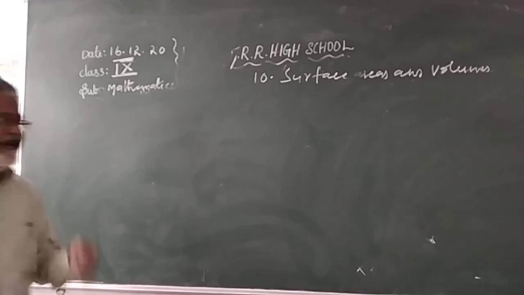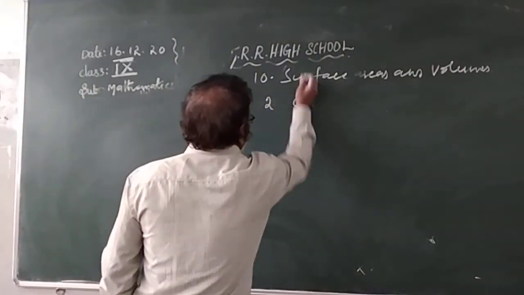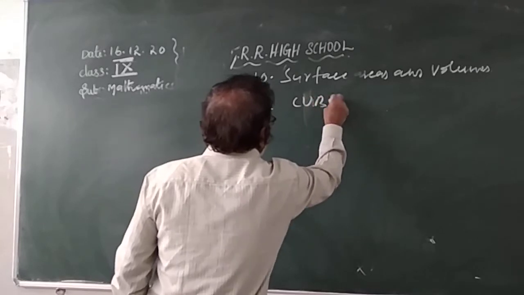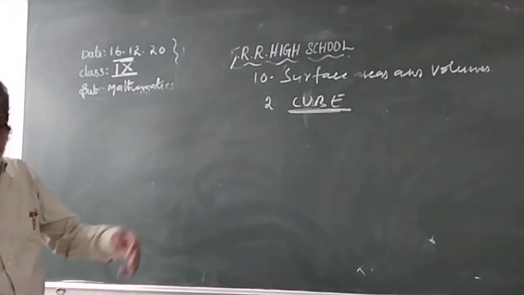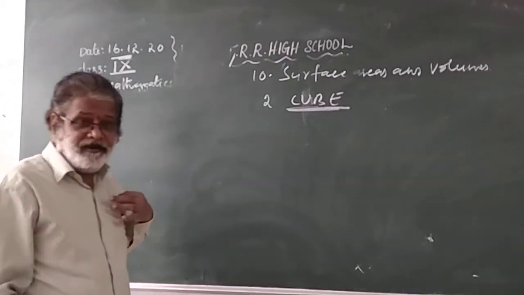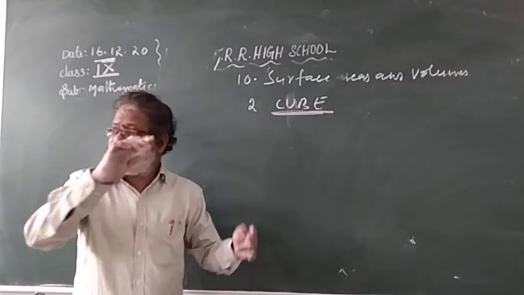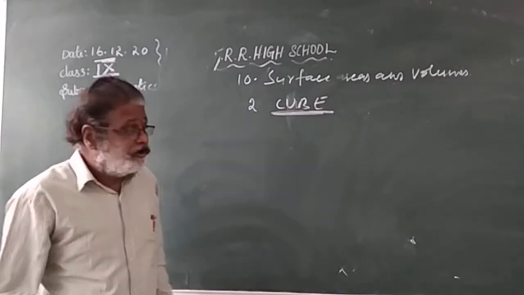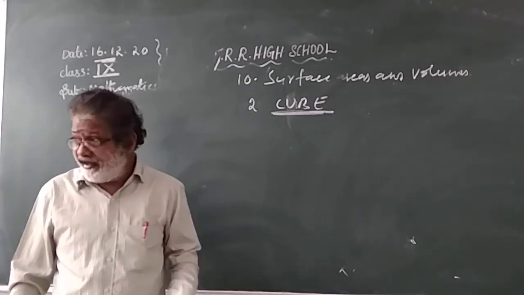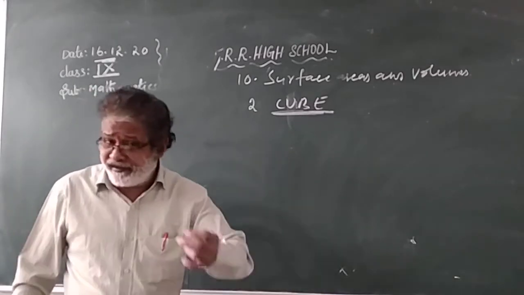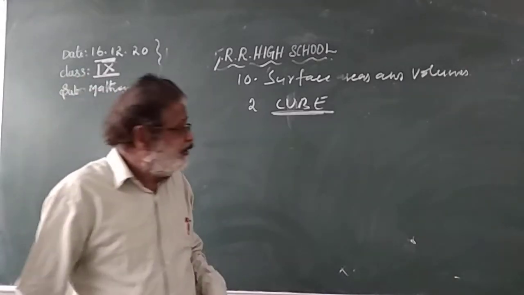Next I go for the cube, children. The second one is the cube. Everybody already knows about the cube. Cube means the base of the geometrical object is a square. It is called a cube. So in the cube, you find all sides are equal.